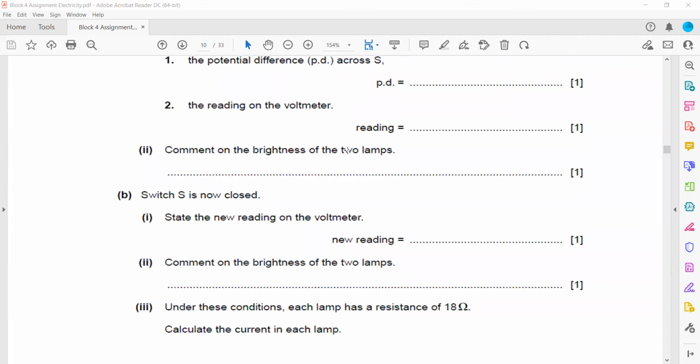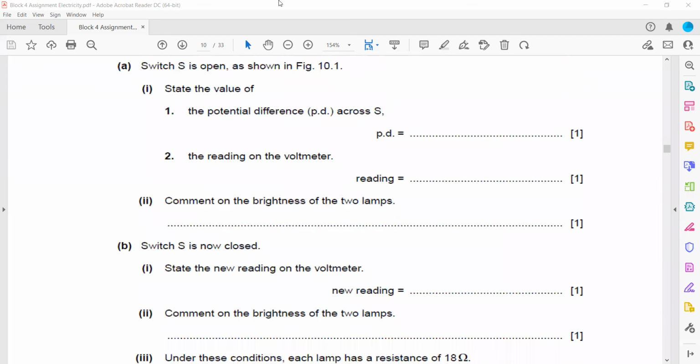Comment on the brightness of the lamp. So when the switch is open, both lamps will be off. So they will not light up. If they don't light up, they will not give out any light or no brightness.